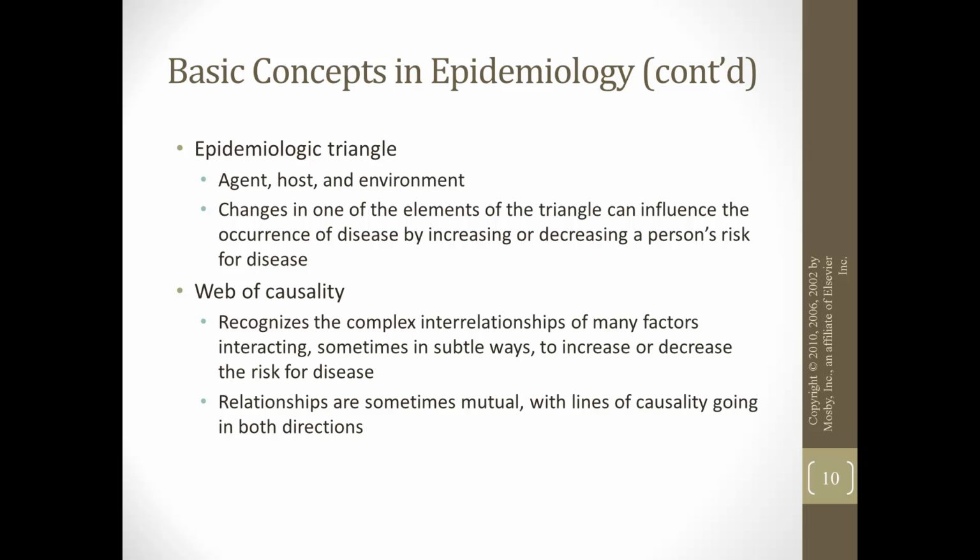For example, chickens have salmonella, so they are the host. The agent is the salmonella, and the environment is either someone's backyard or possibly a farm, or a feed store, or wherever little people get chickens. So that would be the triangle.